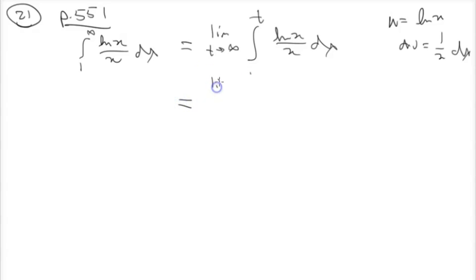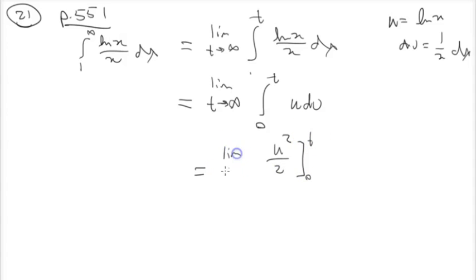So this will equal the limit as t approaches infinity, and we put a 1 in there. The natural log of 1 is going to be 0. The natural log of infinity is still infinity, so that infinity is fine. And we will get the integral of u du. This is going to be pretty easy to solve. We're going to get u squared over 2 between 0 and t, the limit as t approaches infinity.